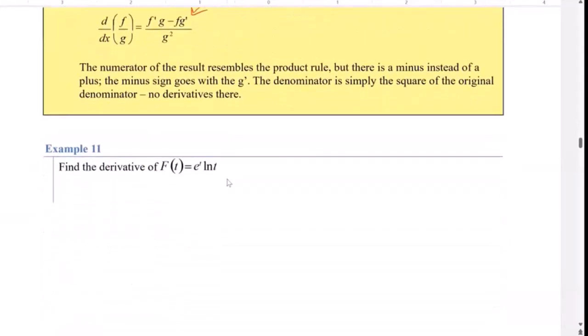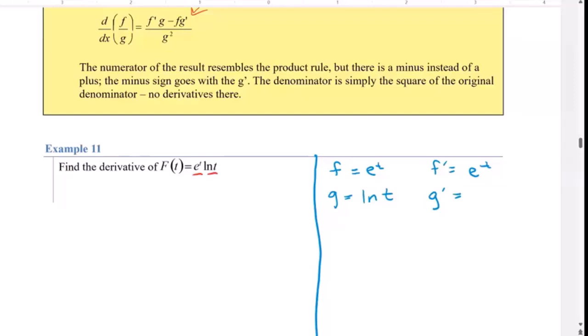So for example, here's a product rule. How do I know? Because I have two functions that are multiplying together. So here's my recommendation to make things very nice and clear. I always teach this way. So let's say we have small f is equal to e to the t. Then f prime is e to the t. And let's say g is equal to ln of t. g prime, I don't know if you remember this, is equal to 1 over t.